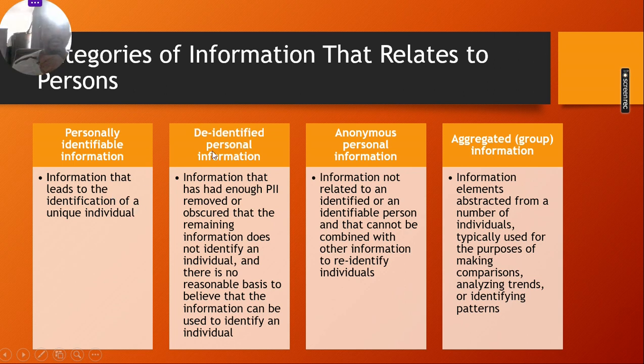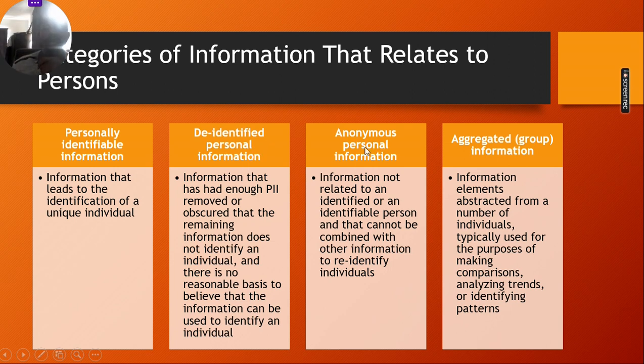Then we have another one we call de-identified personal information. This is information that had enough PII removed that it no longer has enough personally identifiable information. Most of the personally identifiable information has been removed or obscured, so that the remaining information does not identify the individual. What is left cannot actually identify the individual. So there is no reasonable basis to believe that the information can be used to identify the individual. This type of information is called de-identified personal information.